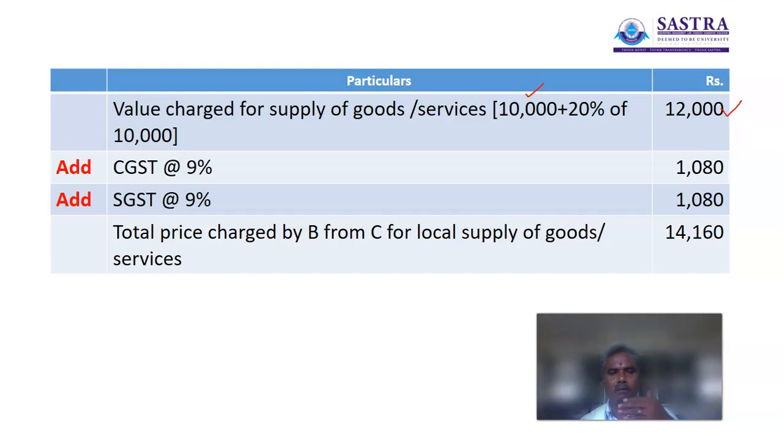Here B charges 9% of 12,000. So what is the value of GST? 1,080. Now the total price is 14,160, my dear student. Okay.